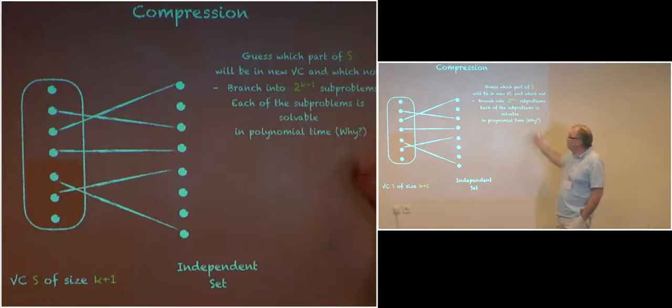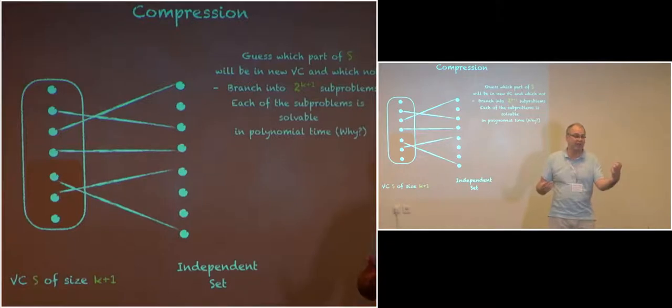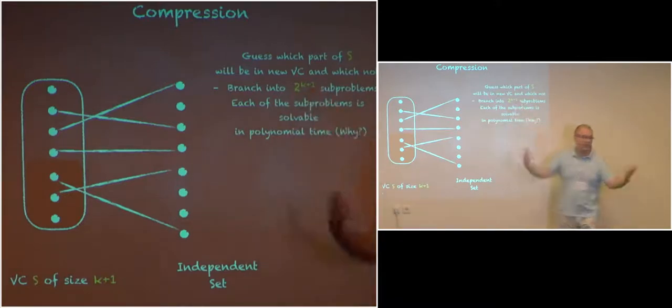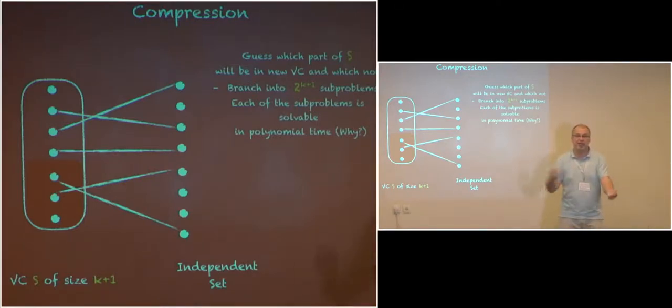I guess which part of the vertex cover will be a part of the new vertex cover, and which part is not. Well, so I have a set of size k plus 1, so I'm doing 2 to the k plus 1 guesses, but so far I'm happy with that. Okay, but when I make a guess, things become easier.